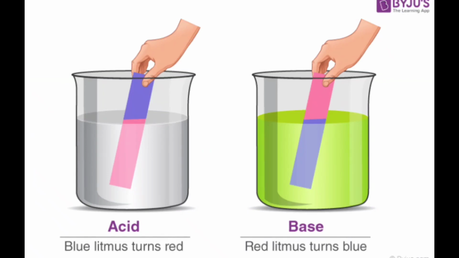So litmus paper is a common indicator obtained from lichens. It is available in the form of solution or in the form of strips. By observing litmus solution on filter paper, it is either red or blue in color. Blue litmus paper turns red in acidic solution and red litmus turns blue in basic solution.